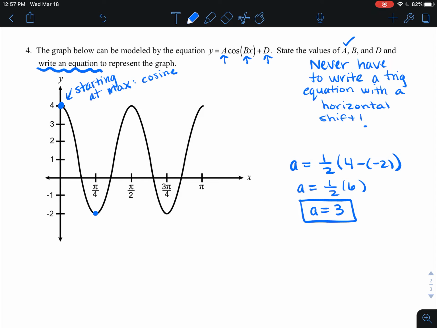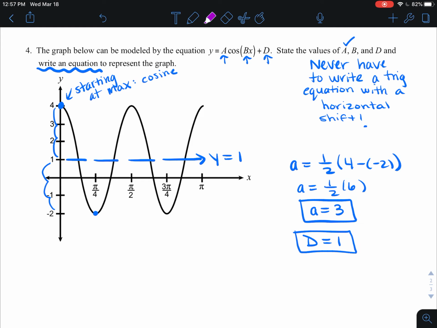Now, for the vertical shift, for D, I think that would be the next easiest thing to do. Let's go and find the middle. So if we come down 3 units, 1, 2, 3, from the max, or we go up 3 units from the min, 1, 2, 3, we meet at the middle, which is positive 1. So the D value is 1. That's the midline shift. All right, and now we're ready to identify B.